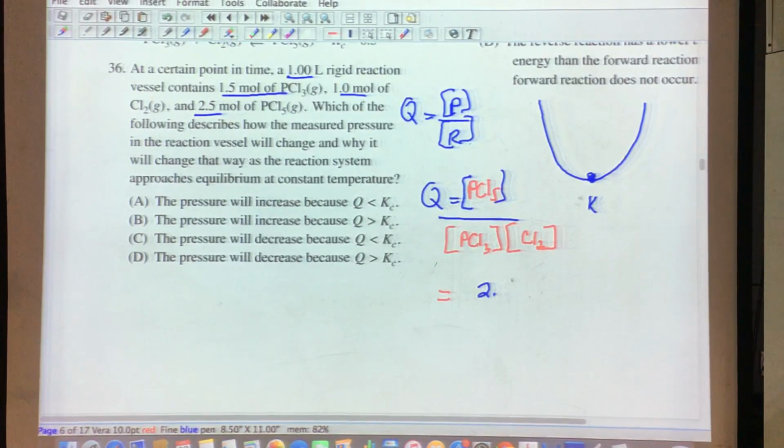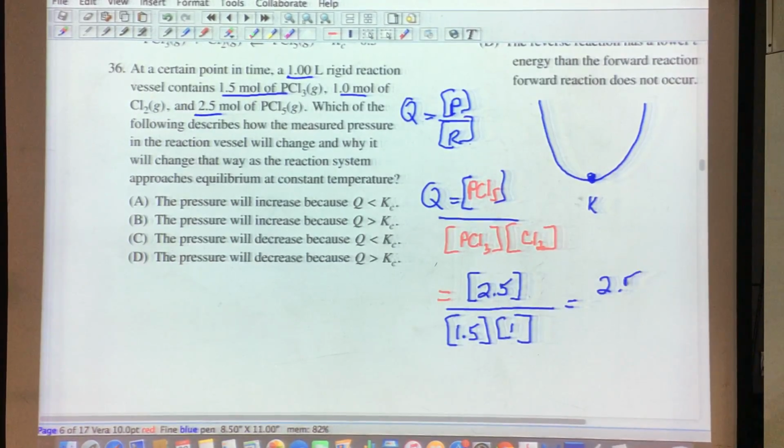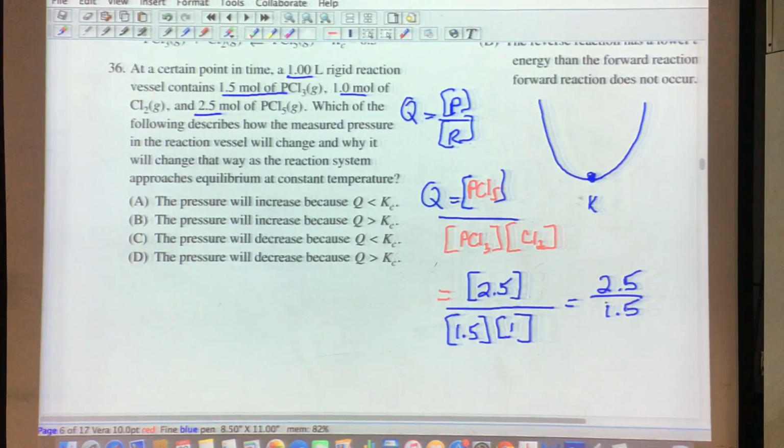Mr. Grotsky, it's moles. How do you do molar? Well, it's moles over liter, so it's the same thing. So 2.5 goes on top. On the bottom, I have PCl3, and that's 1.5. And I'm timesing by my Cl2, which is 1, so some tough math here. So 2.5 divided by 1.5 times 1, hopefully we'll see it's 2.5 divided by 1.5. Now, I can't do this in my head. You don't have to. All I gotta know is if it's bigger or smaller than K.